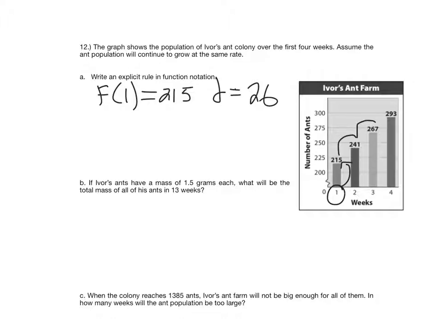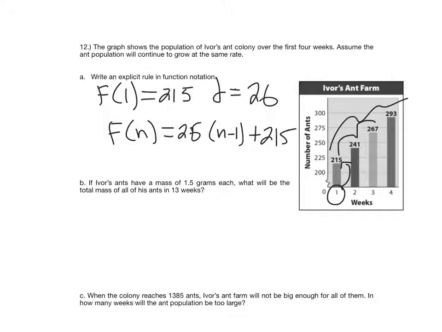Now let's go ahead and write an explicit rule. So again, explicit rule, it's going to be f of n equals your common difference, which is 26. It's positive because we're going up, times n minus 1 plus your first term, which is 215. That's all you have to do for part A of this problem.